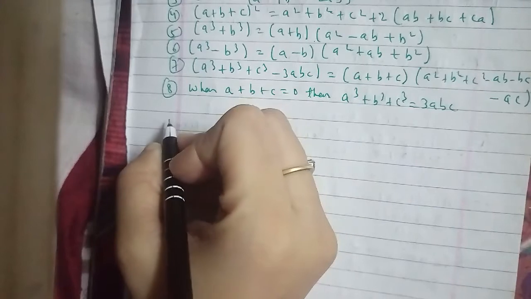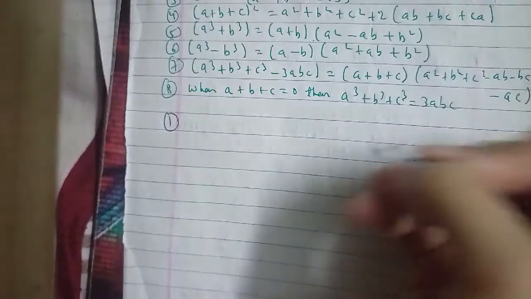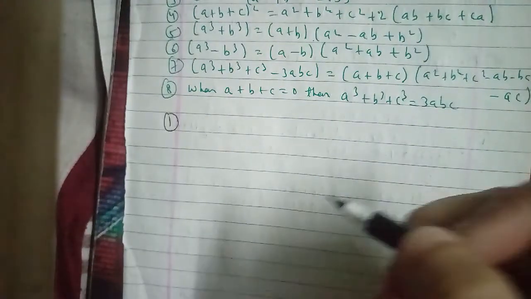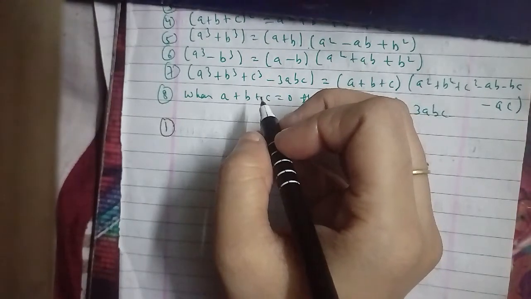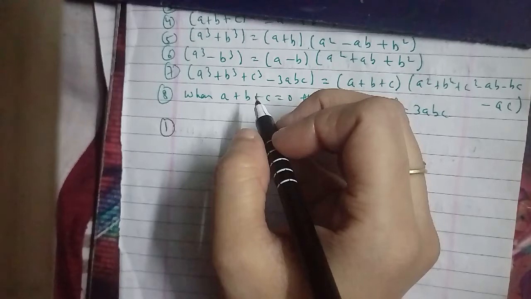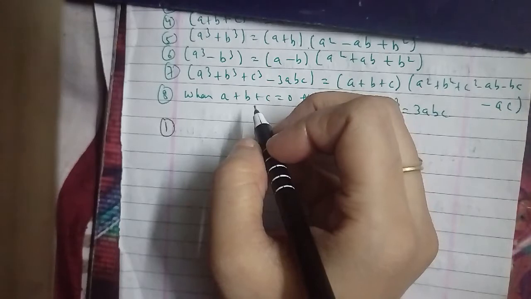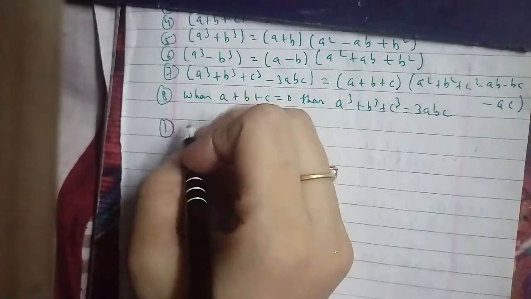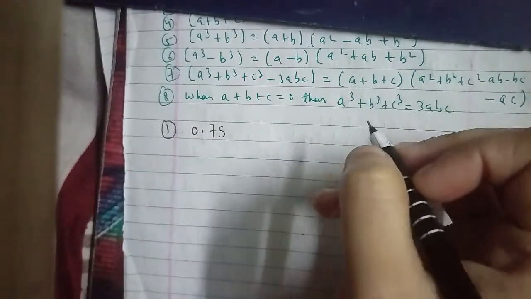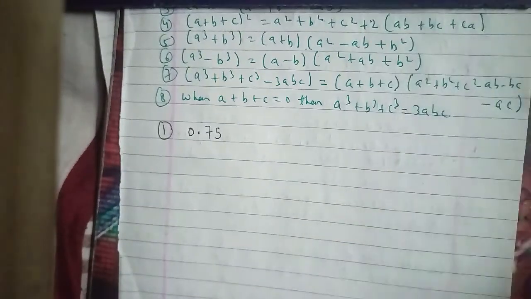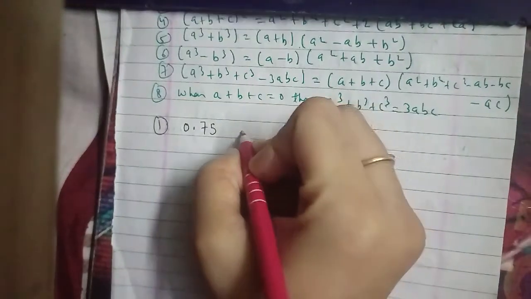This is the first question of the session, using all the formulas I told you about. The question is, convert the following into a vulgar fraction. We have a decimal, and we have to convert it into a vulgar fraction. The question is 0.75.